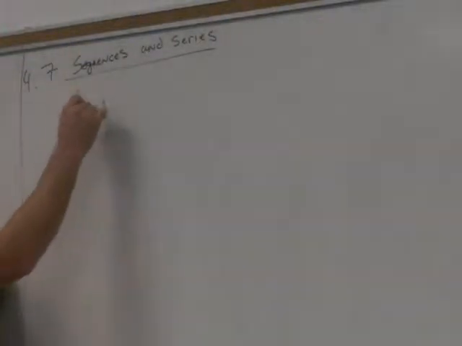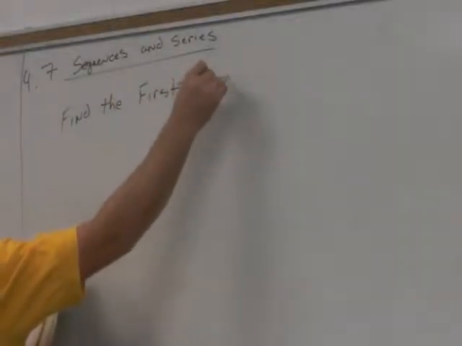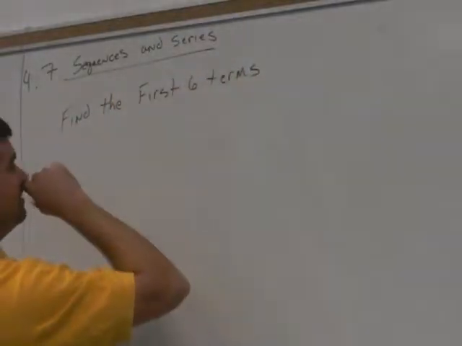The first thing that we need to be able to do is to find the first couple terms. So find the first 6 terms. Everybody knows what a sequence and series is. We did some last week.